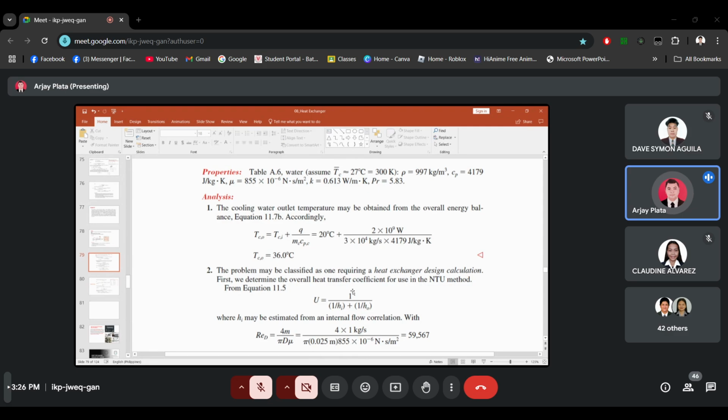So the problem may be classified as one requiring a heat exchanger design calculation. First, we determine the overall heat transfer coefficient or use the NTU method. This is the overall heat transfer coefficient, and we have the formula 1 over Hi plus 1 over Ho. We already have the value of Ho, which is 2 times 10 to the 9. So we only have to calculate the value of Hi.